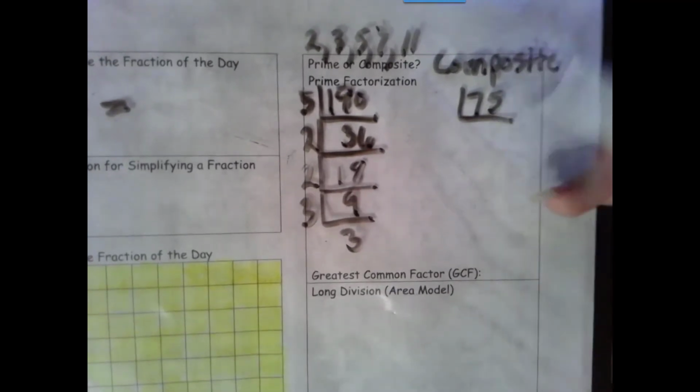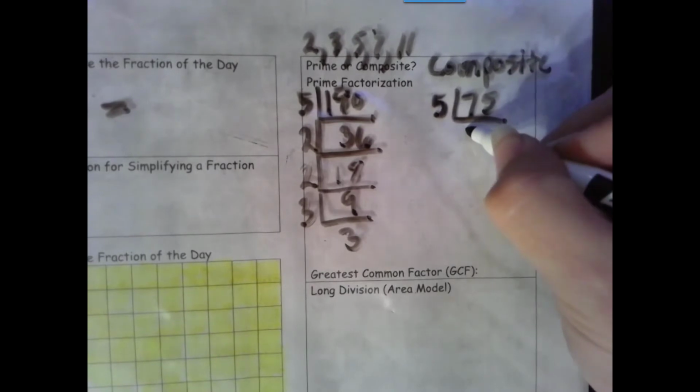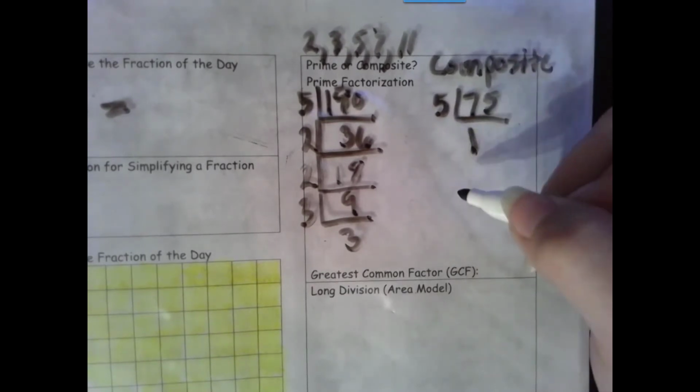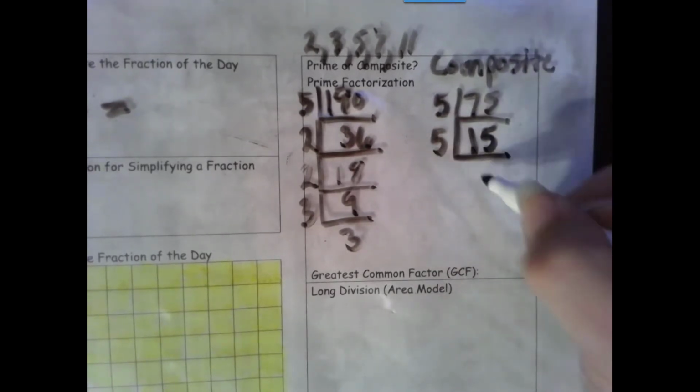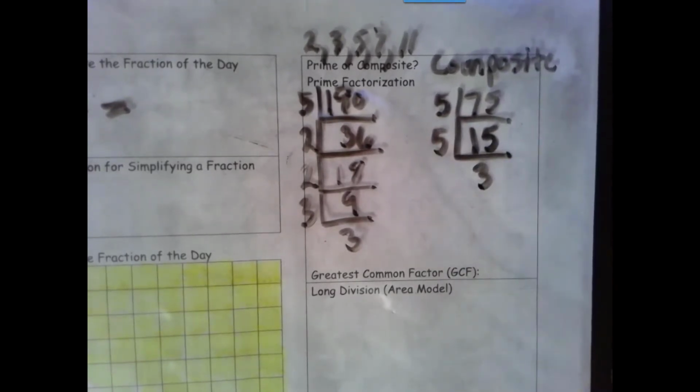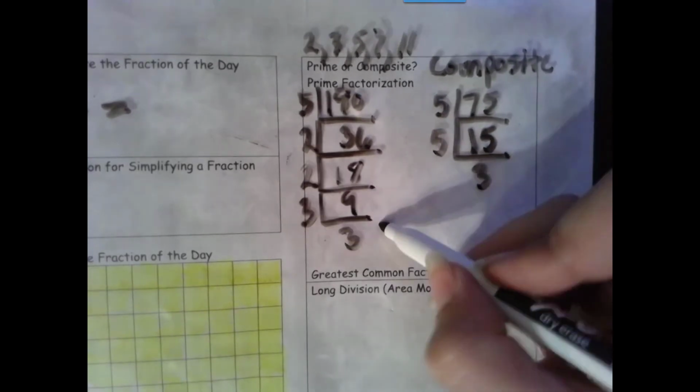75, that ends in a 5, so I can divide by 5. I can get 10 fives out of 70, that's 50. That leaves 25, so it's 5. Again, it ends in a 5, so I can divide by 5. I get 3. When I get to a prime number, I'm done.